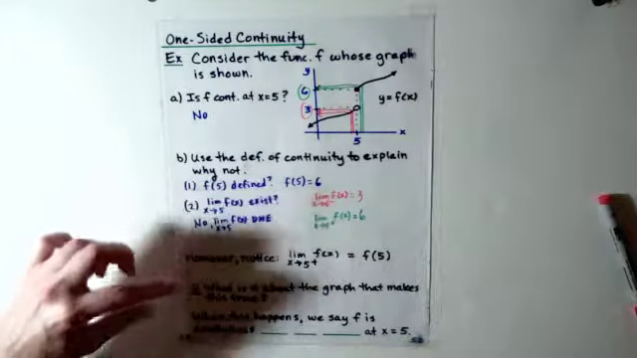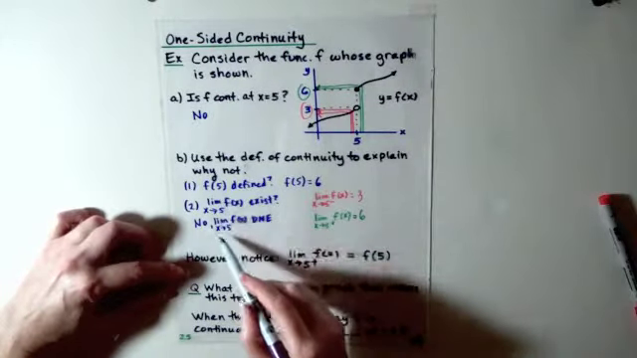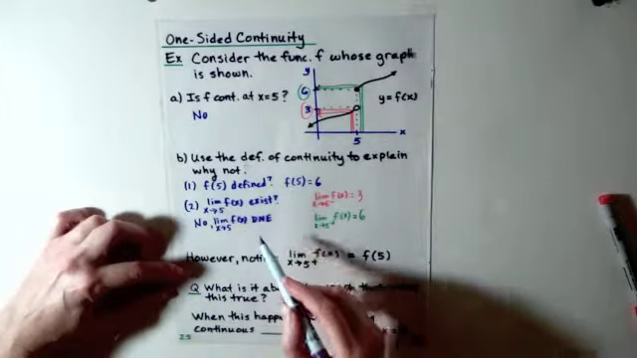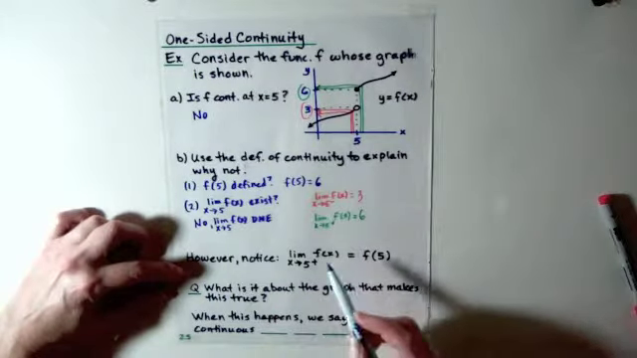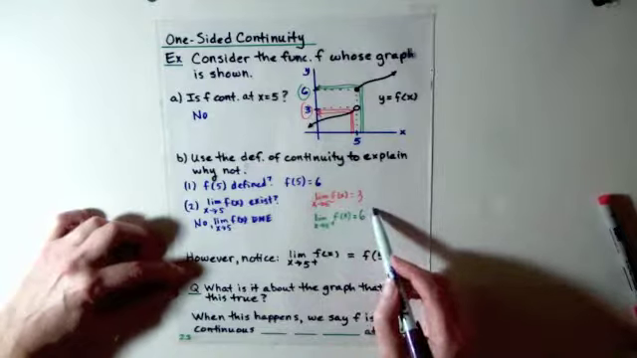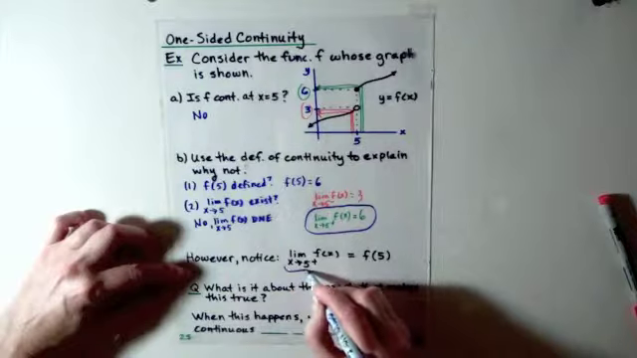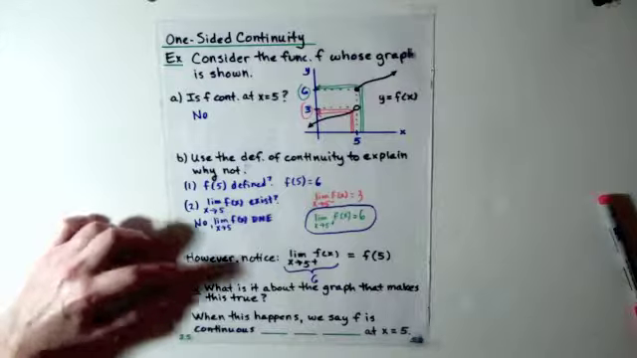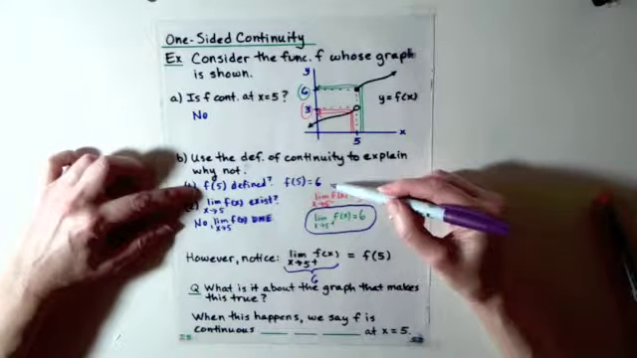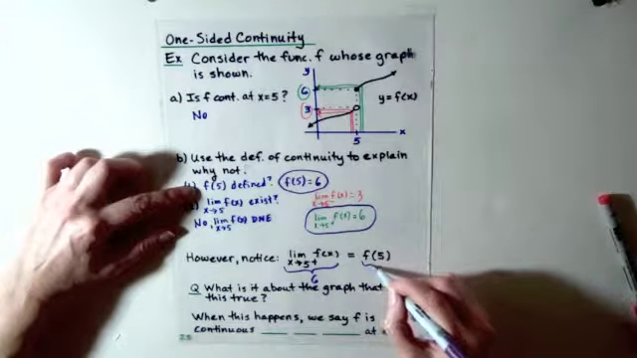However, I would like you to notice the following interesting fact for this particular example. It's true that this overall limit did not exist. However, both of the one-sided limits existed. And an interesting fact is that if we look at the limit from the right side, which we found right here, you notice that the value of that right-hand limit was equal to 6. And what was the value of our function at 5? The value of our function at 5 was also equal to 6.